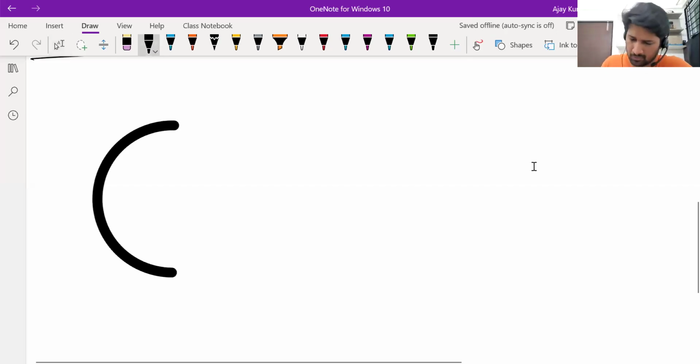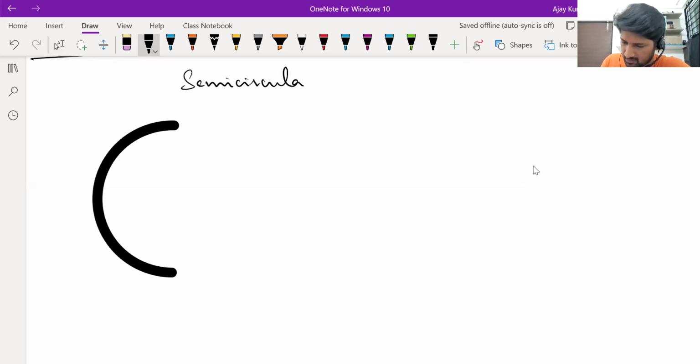Okay, let's solve one problem to begin with. Assume there is a semicircular ring, which is basically a half ring, of mass m and radius r. You have to derive the gravitational field produced by this ring at its own center.